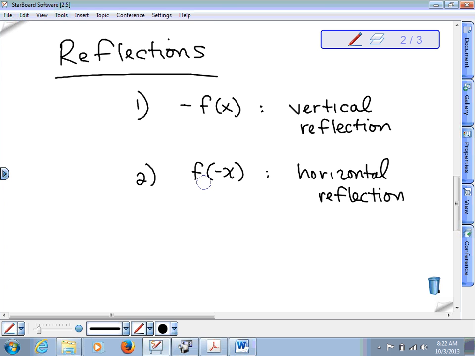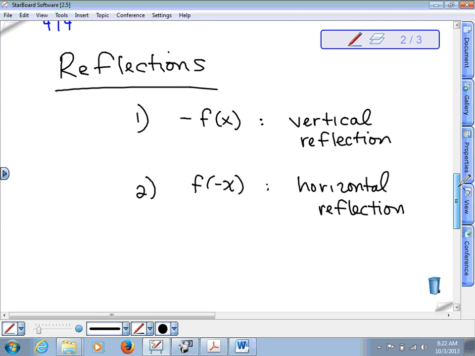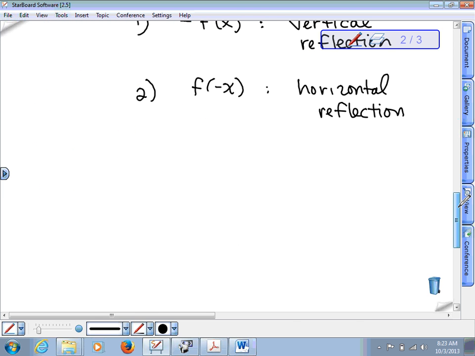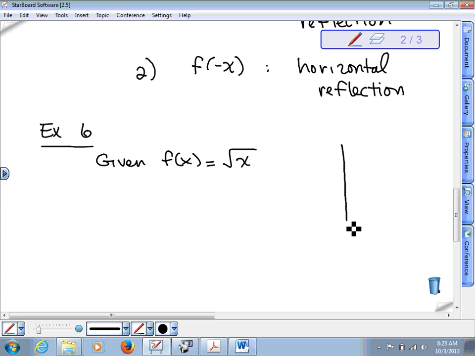Okay. So just a real quick example. What are we on? Example 28 or something? 6. So given f of x equals the square root of x, whose graph, by the way, well, you should know what the graph looks like. I'm not going to graph it for you. What does the square root of x graph look like?